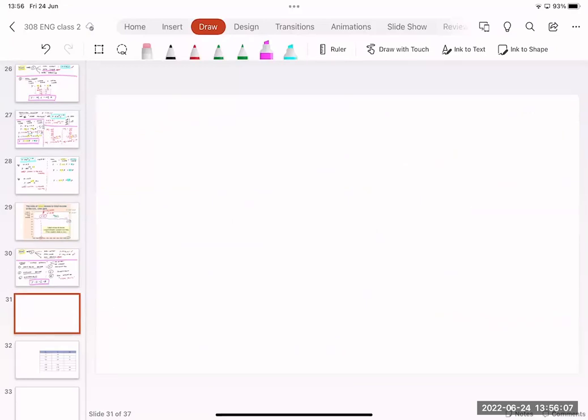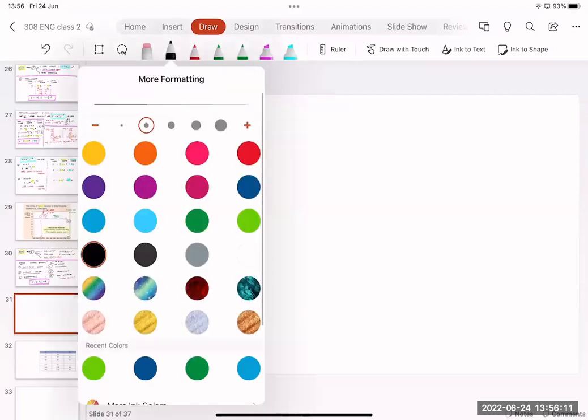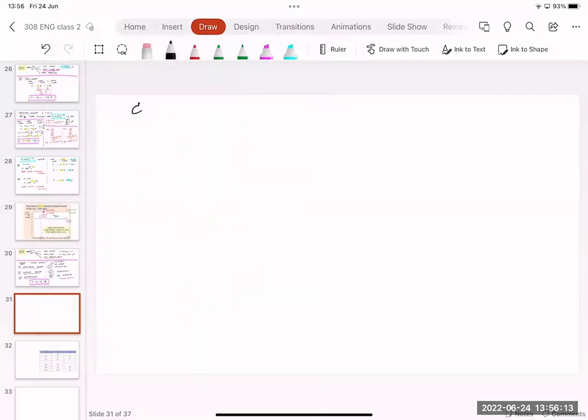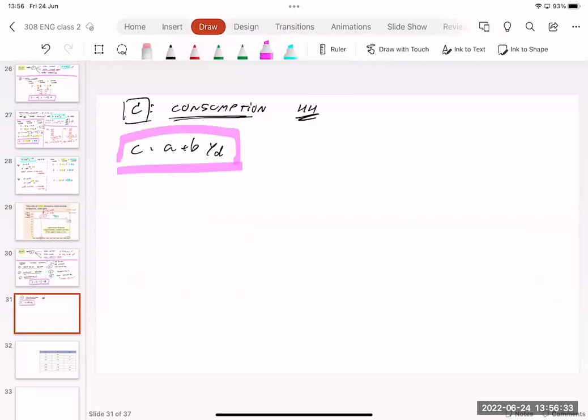So let's start with number one, C. C stands for consumption. And of course, consumption is about the story of the household sector, HH. The consumption equation is going to look like this: C equals A plus B YD. This is the consumption equation.